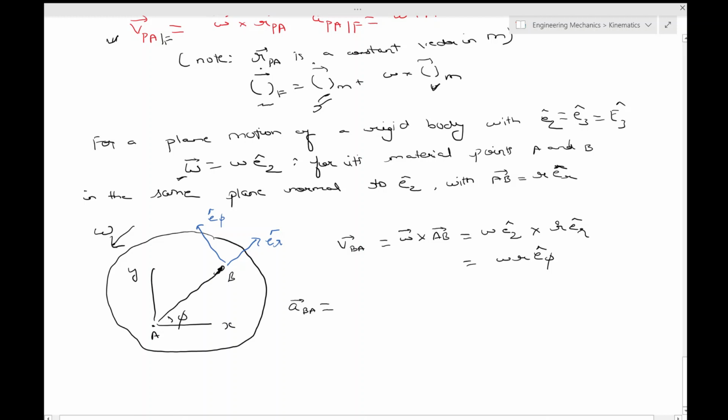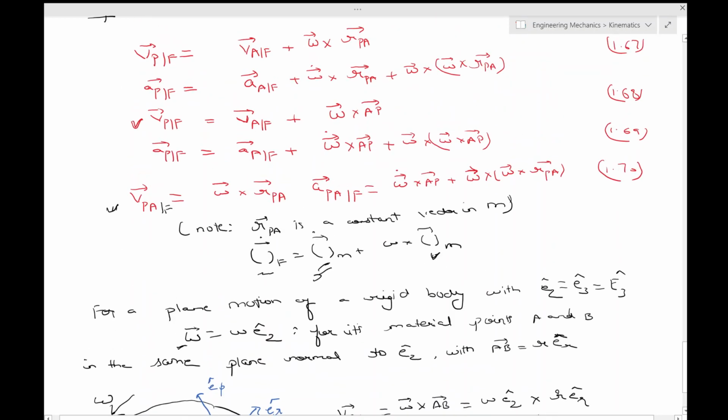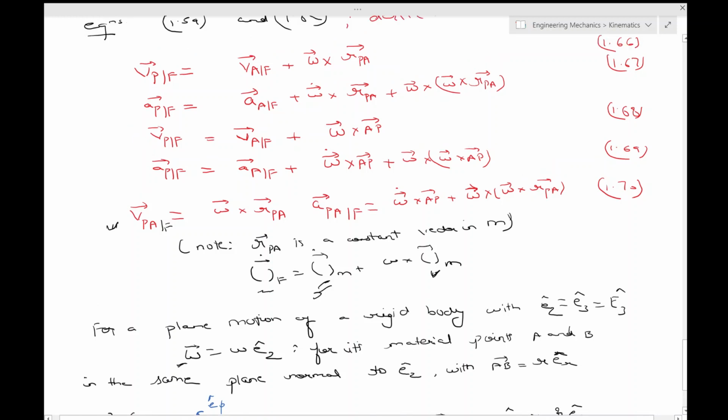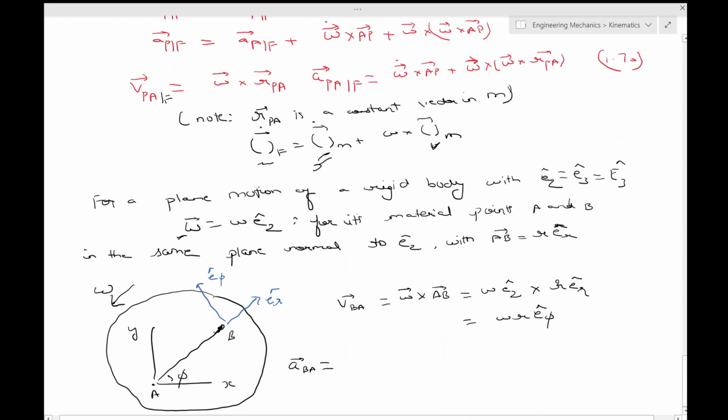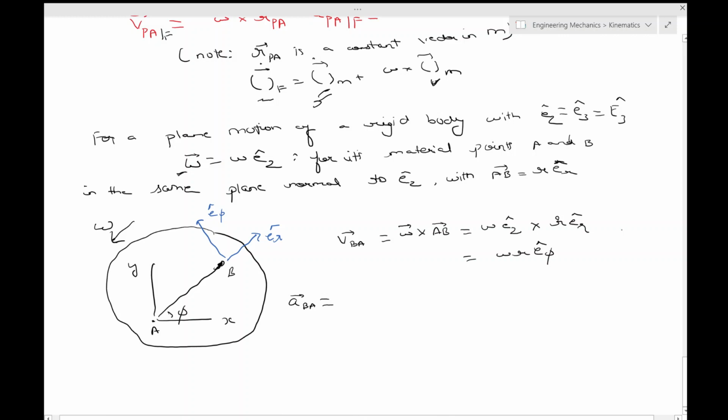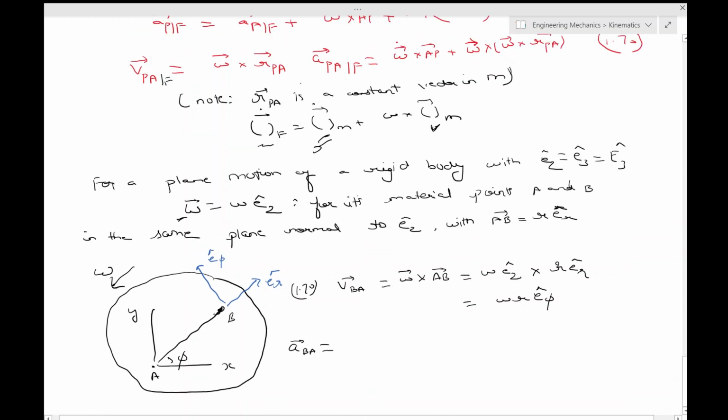Similarly, this is all coming from equation 1.68. Okay, 1.68. Sorry, not 1.68, this is 1.70 actually. So from 1.70 you can write this, and similarly the acceleration also is over here.